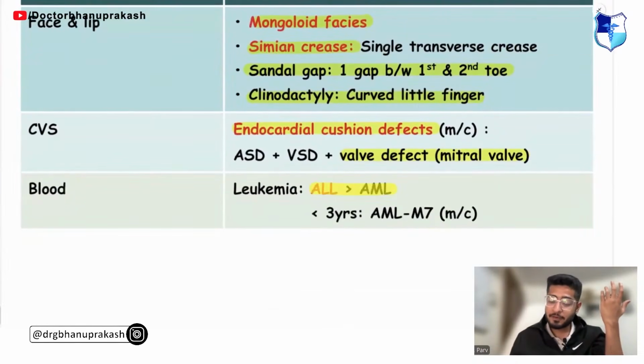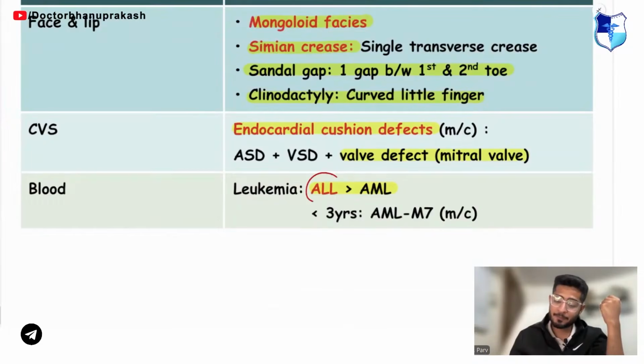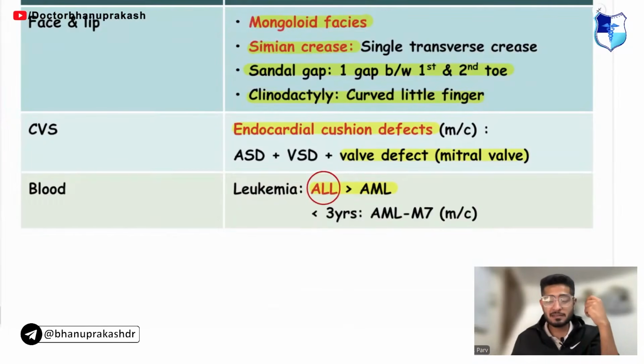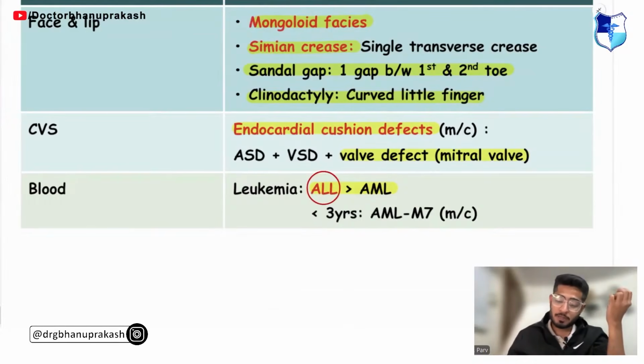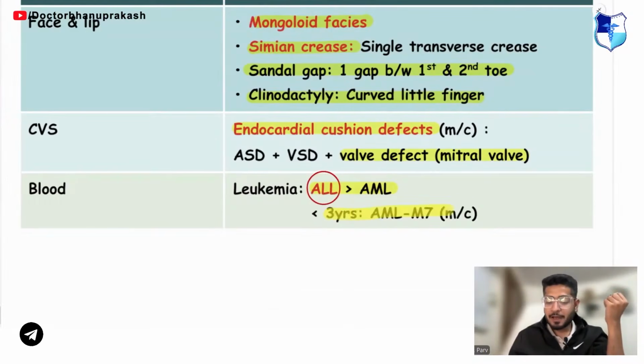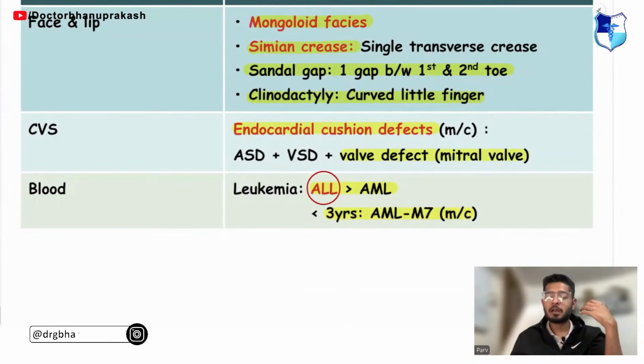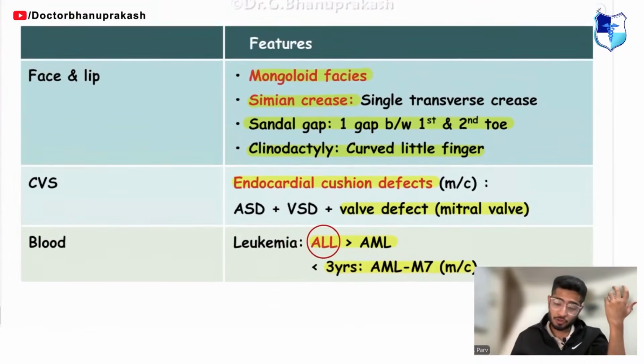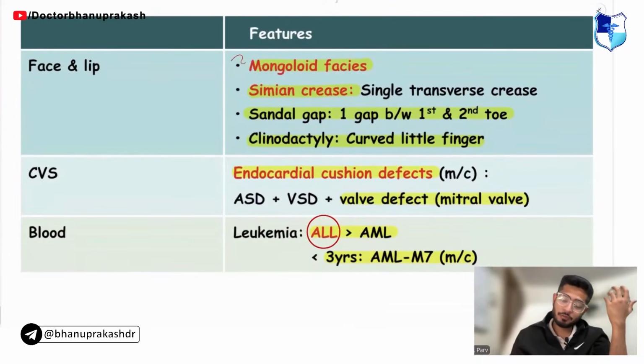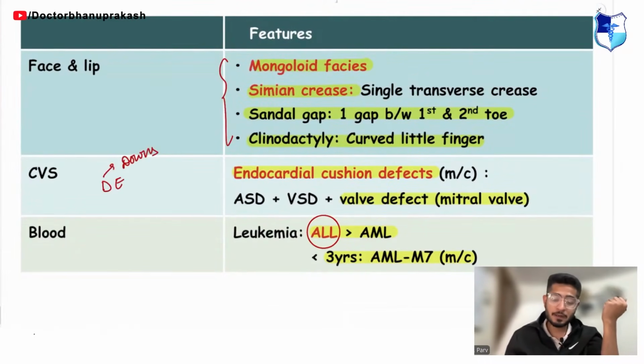Leukemia, of course, everything is actually high, but ALL is the most common thing seen in Down syndrome. But if they ask specifically, like in less than 3 years, then AML M7 is the most common. So remember this. Endocardial cushion defect, you can remember D and E. D for Downs, and D and E come very close in the alphabet. So E for endocardial cushion defect.